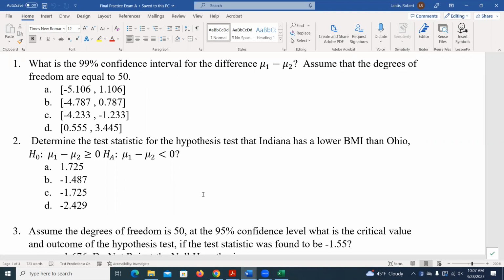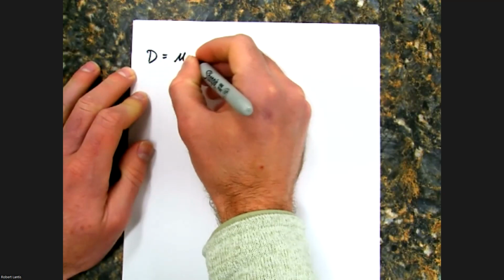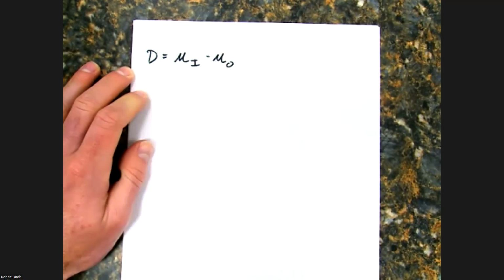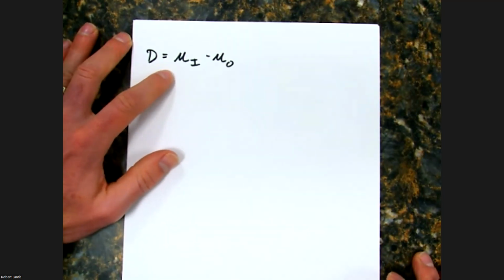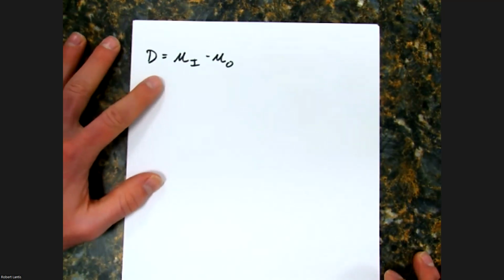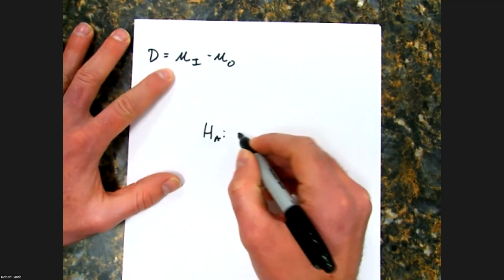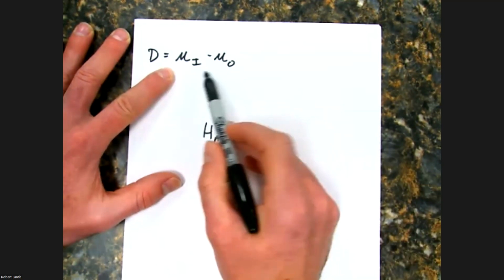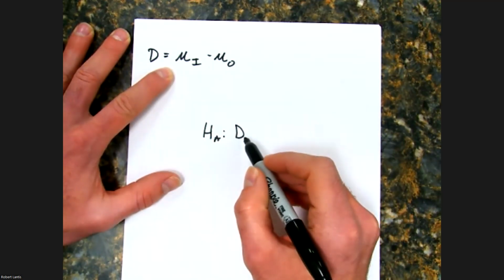So we're told here that we want to test for whether or not Indiana has a lower BMI than Ohio, right? So if we're setting this up, what was our group one? Group one was Indiana. So we can think about this as our difference being Indiana's mean minus Ohio's. If what I want to test is that Indiana has a lower mean BMI than Ohio, what am I testing for in my alternative hypothesis? If I want to know, is Indiana's less than Ohio's, what am I saying about that difference?